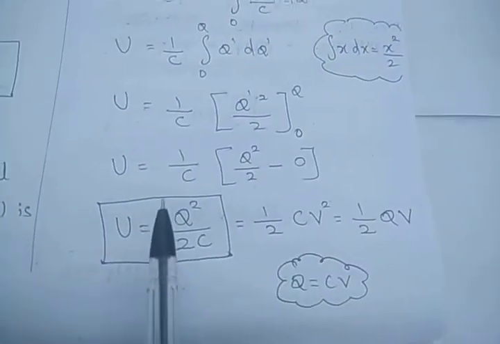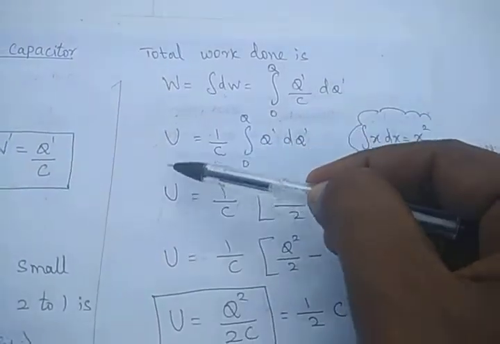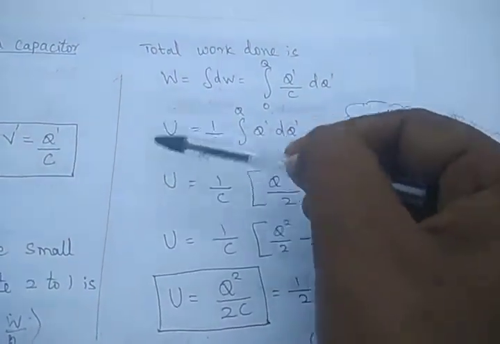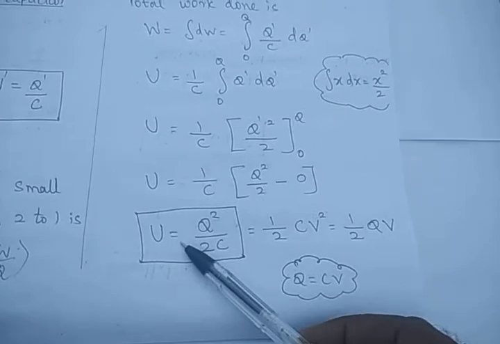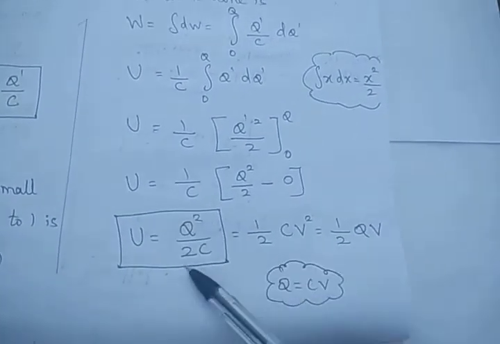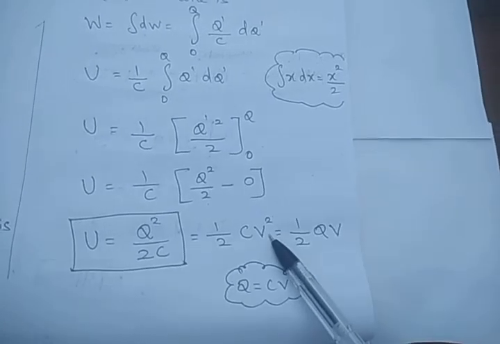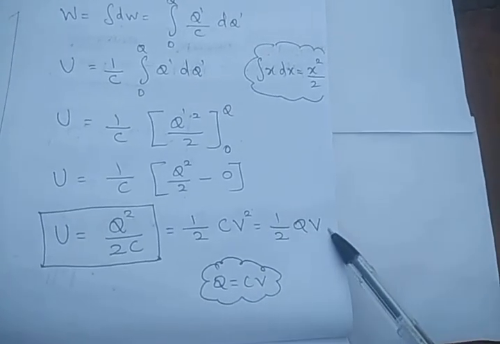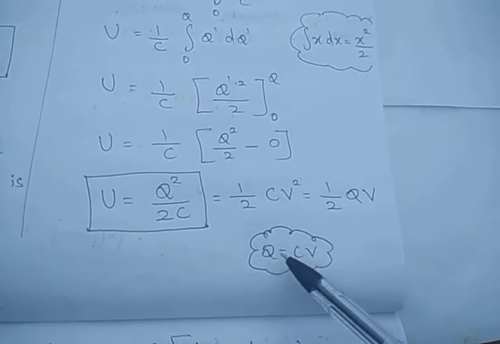Finally we get this work done, which will be stored as potential energy, that is, energy. That energy is equal to Q squared by 2C. We can write this equation as 1 by 2 CV squared, and it is equal to 1 by 2 QV, merely substituting Q is equal to CV.